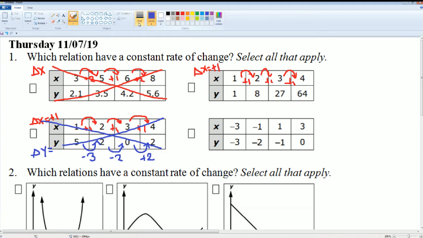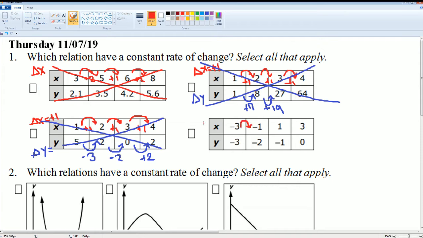Okay, and let's do delta y. 1 to 8 is plus 7. 8 to 27 is what? Plus 19, I believe. Is that right? 19, 20, 21, 22, 23, 24, 25, 26, 27. Yep, 19. You see? It's already not constant. Very tedious, but let's just do it.